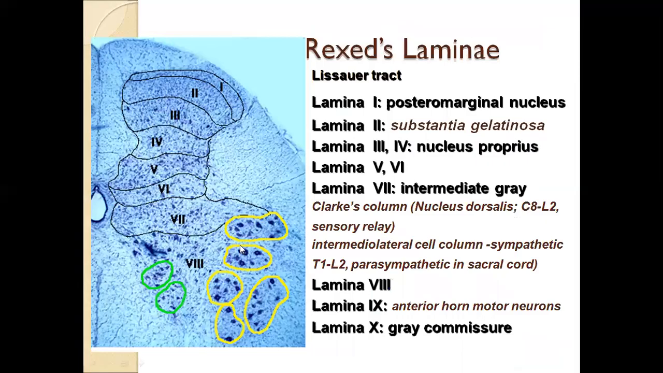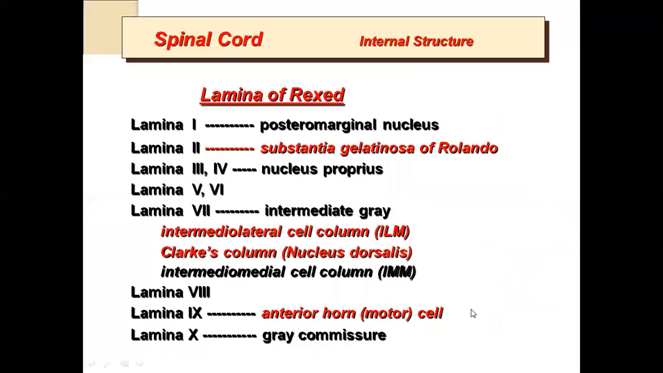In lamina 1, we have the posteromarginal nucleus. In lamina 2, we have the substantia gelatinosa. In laminae 3 and 4, we have the nucleus proprius. In laminae 5, 6, 7, we have the intermediate gray column, Clarke's nucleus. Then in laminae 8 and 9, we have the anterior horn, that is the motor neurons. In lamina 10, we have the gray commissure.